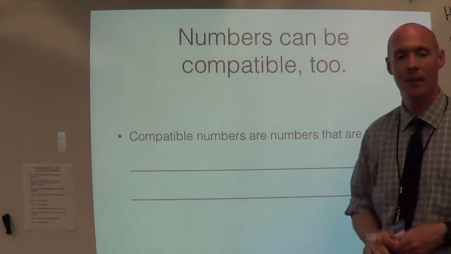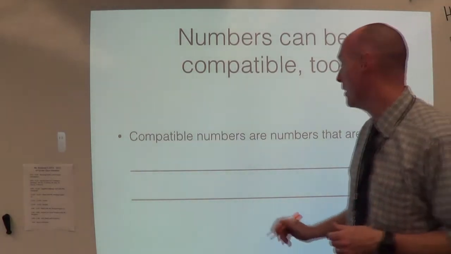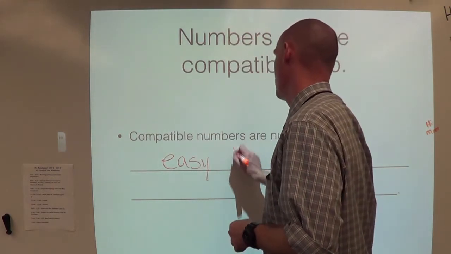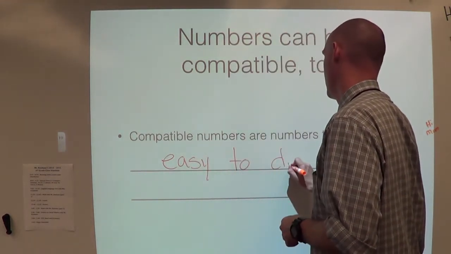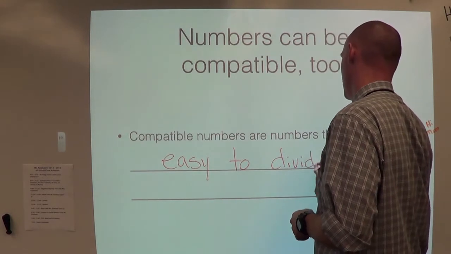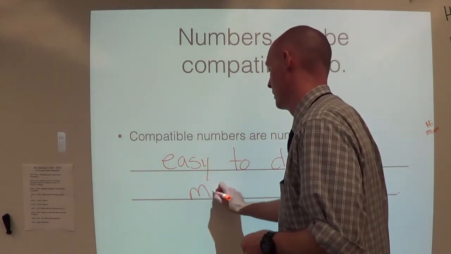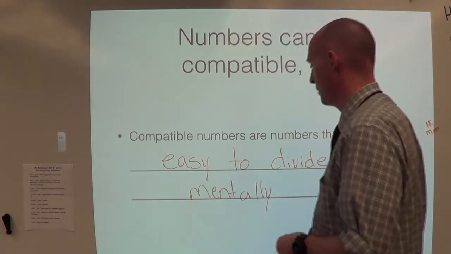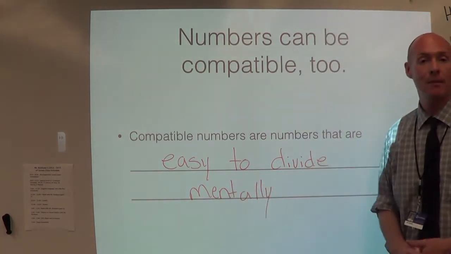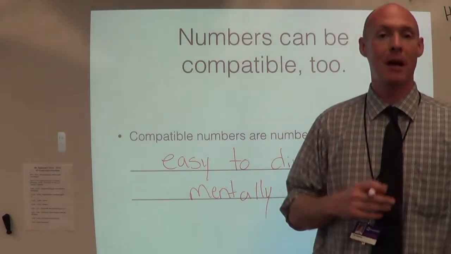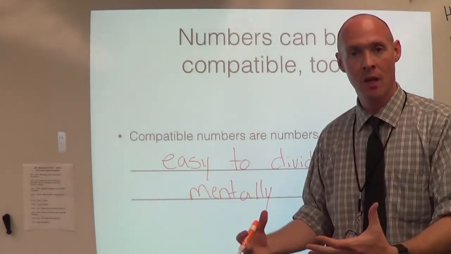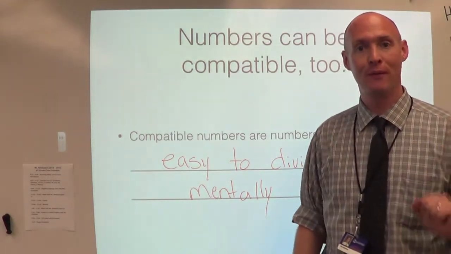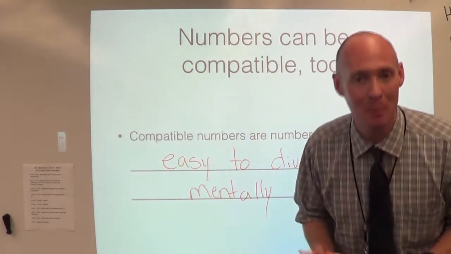Compatible numbers are numbers that are easy to divide mentally. For example, 9 divided by 3, of course, is 3. 9 and 75/100ths divided by 2 and 3/5, well, those are a little bit more difficult.